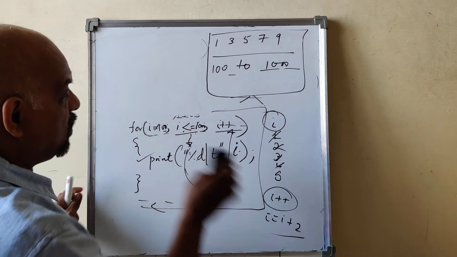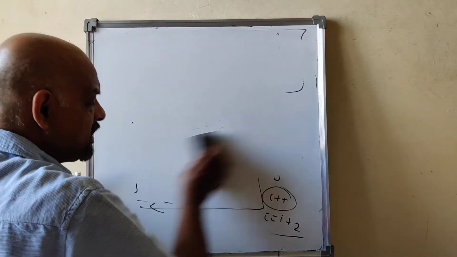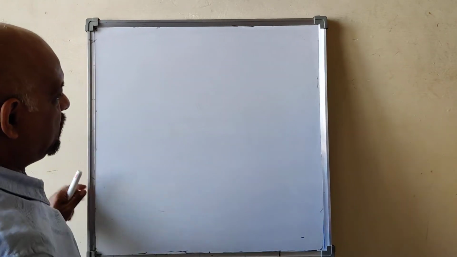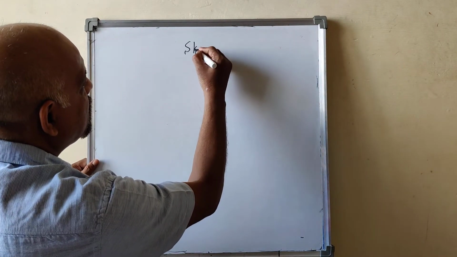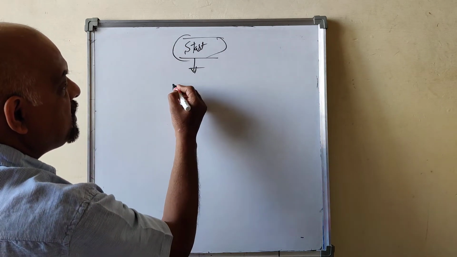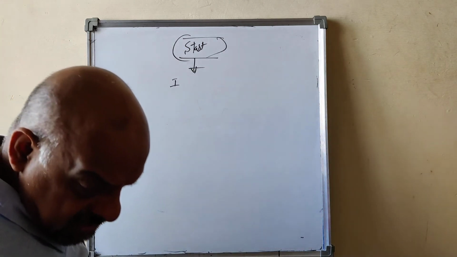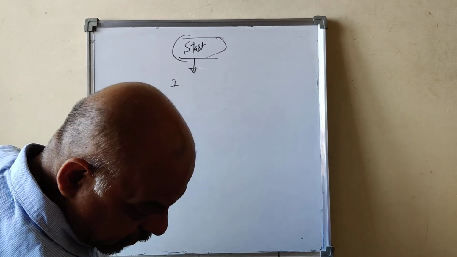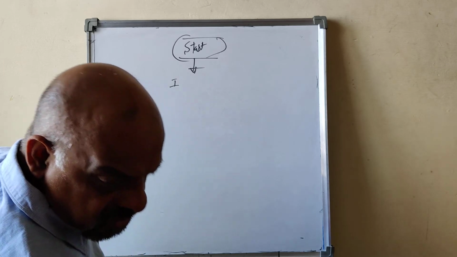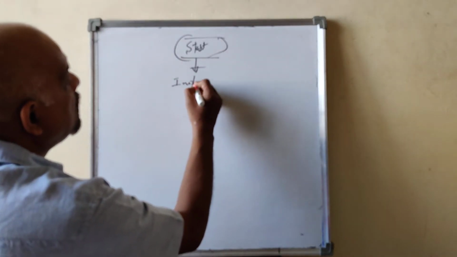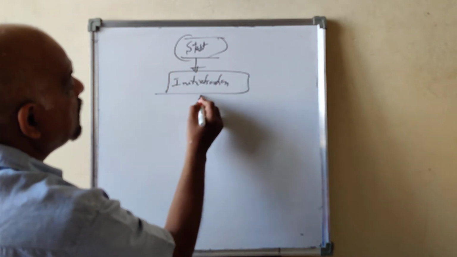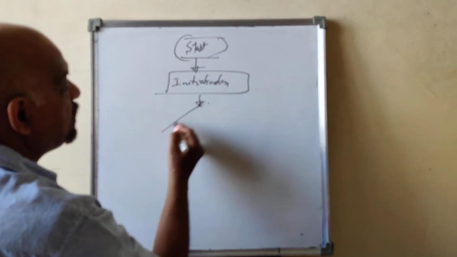Okay, this is how for loop works. The working flow chart is very simple. Whatever I told you right now, the same thing here. What happens is, start the working flow chart. If in the exam they ask, first is initialization, right? First is initialization. Then what happens? You check.